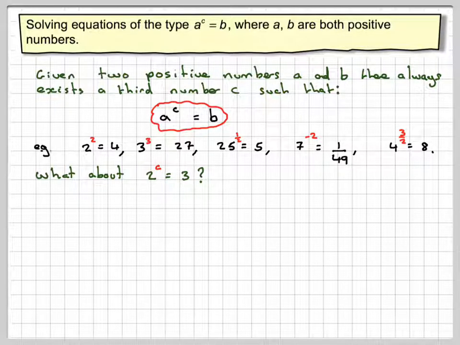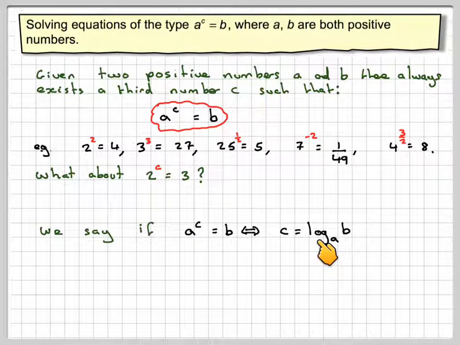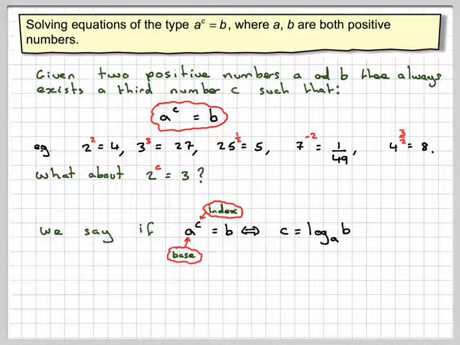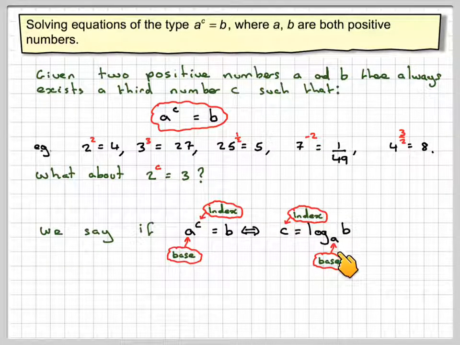Now, this is the large jump here. We say if a to the c is equal to b, then we can find c by taking log to the base a of b. This is called the index, or the power, the exponent, and this is called the base. In the logarithm, the answer is the index, so this is what we're trying to find when we're using logarithms, and this is called the base.